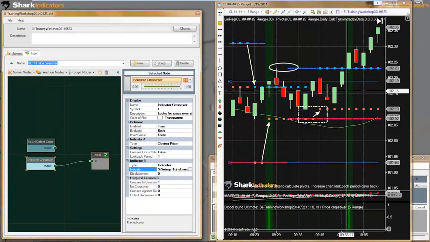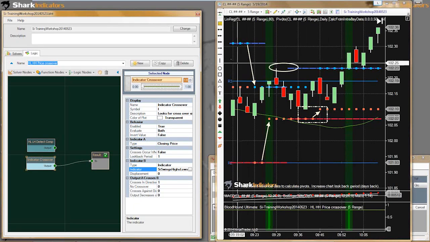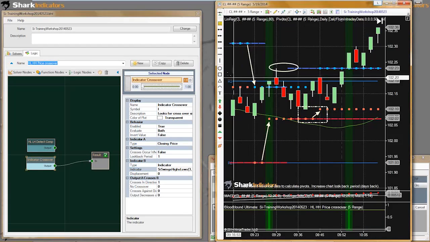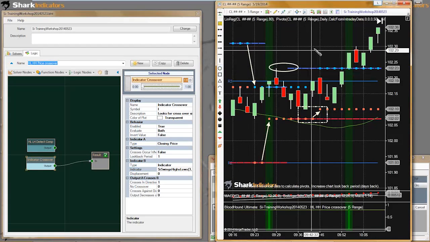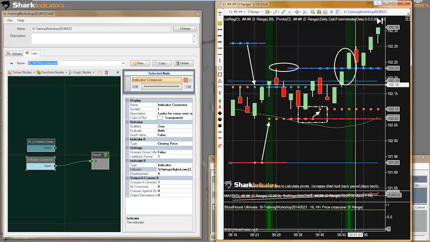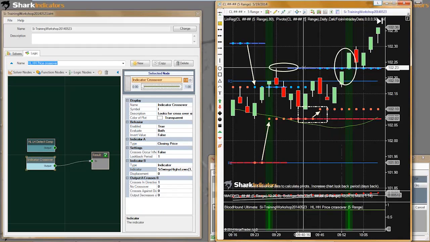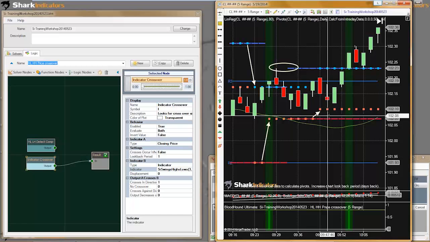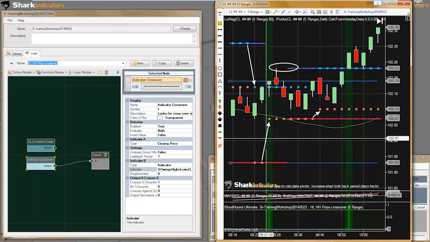Okay. Yeah, so now we can see right here that price, let me grab that circle, there we go, price crossed above our swing high plot line. So now we just need a way to link these conditions together.